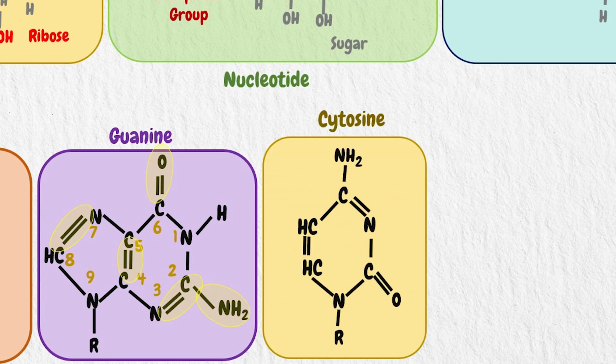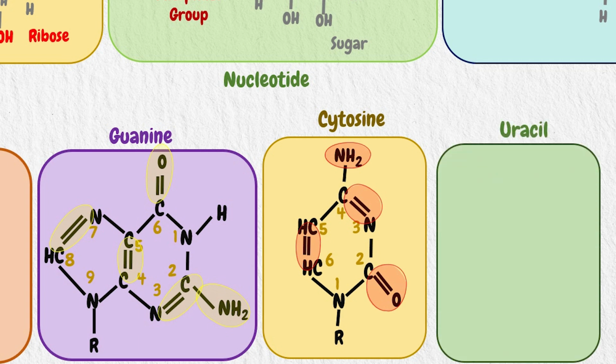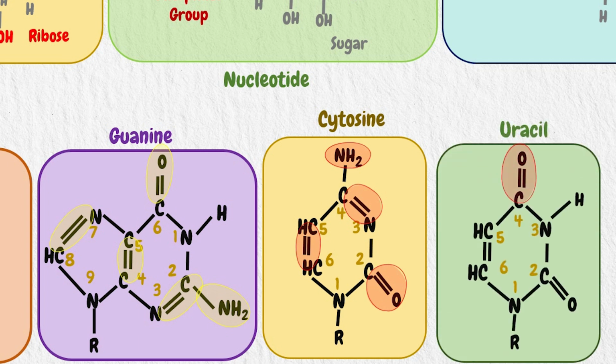This is the structure of cytosine. It has a 6-membered ring structure. Let's start its numbering: 1, 2, 3, 4, 5, and 6, with double bonds at position 5 and 6, 4 and 3, an amine group at position 4, and a carbonyl group at position 2. But in uracil, the amine group at position 4 is replaced by a carbonyl group.